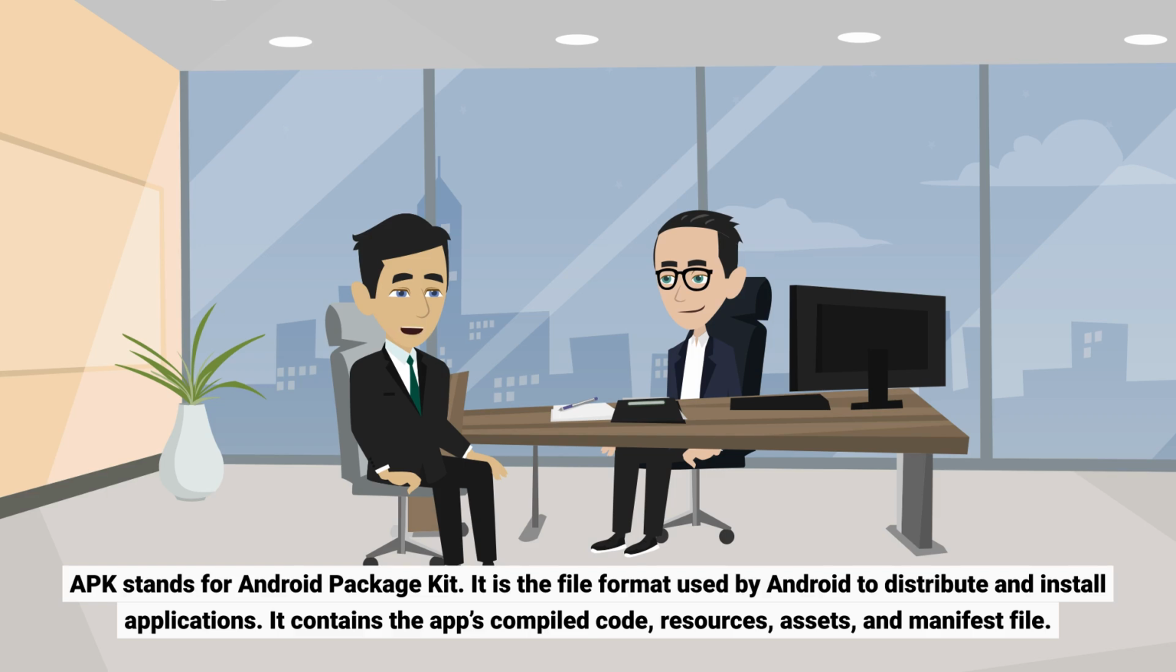What is an APK file in Android? APK stands for Android Package Kit. It is the file format used by Android to distribute and install applications. It contains the app's compiled code, resources, assets, and manifest file.